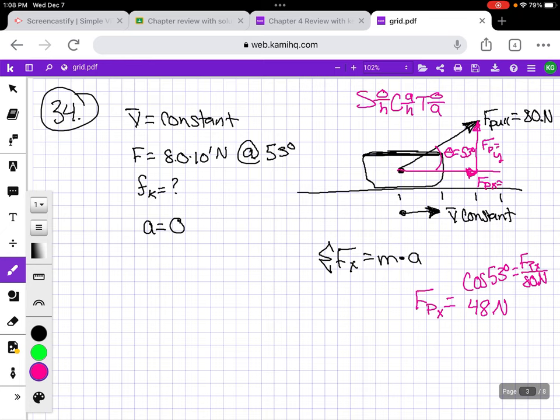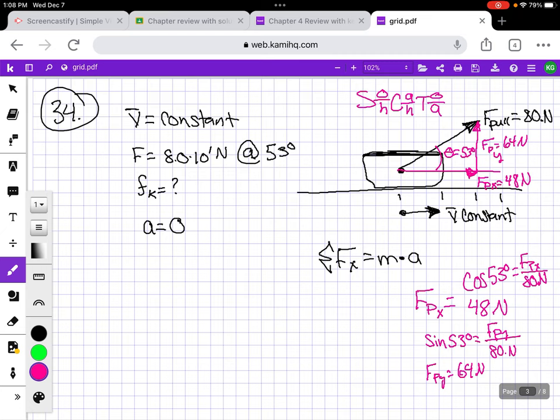I'll go check. Okay. 48 newtons. So then we have to do sine of 53 degrees is equal to force pull in the y over 80 newtons. So sine of 53 times 80. And I get force pull in the y is equal to 64 newtons. Again, two sig figs. So force pull in the y is 64 newtons. Force pull in the x is 48 newtons. Always double check these. It's really, really easy to get your y and your x mixed around.